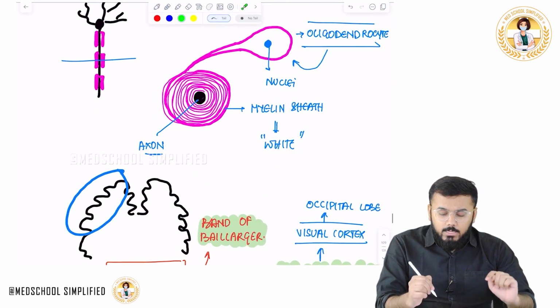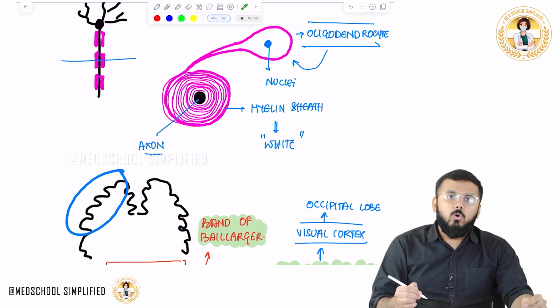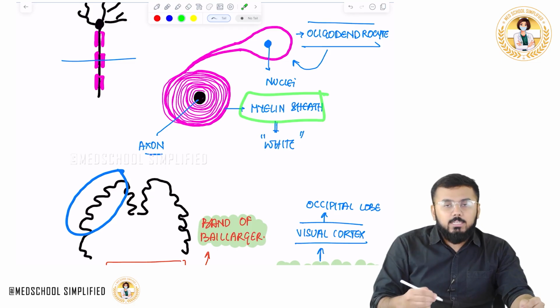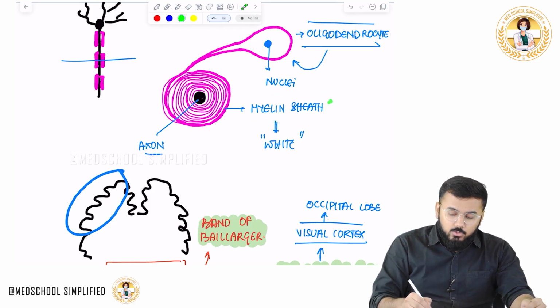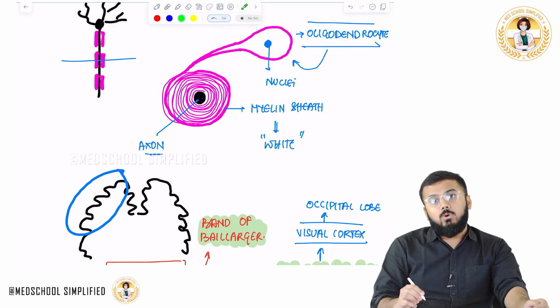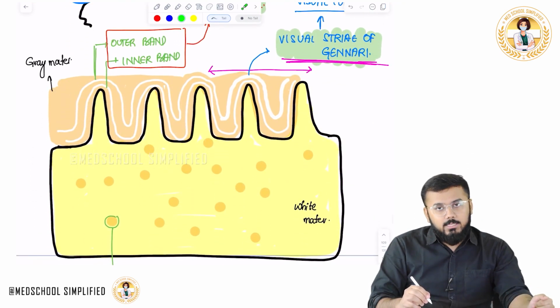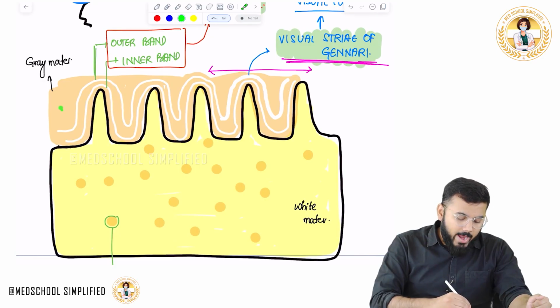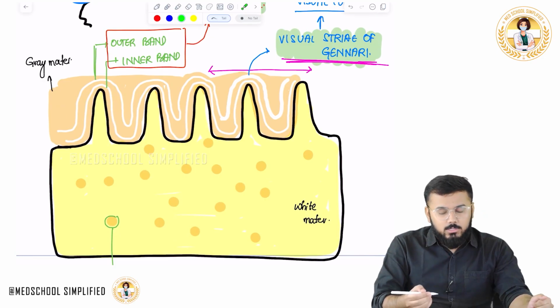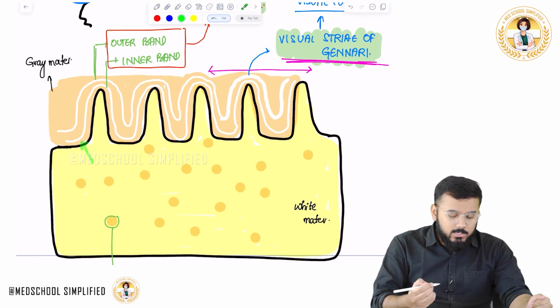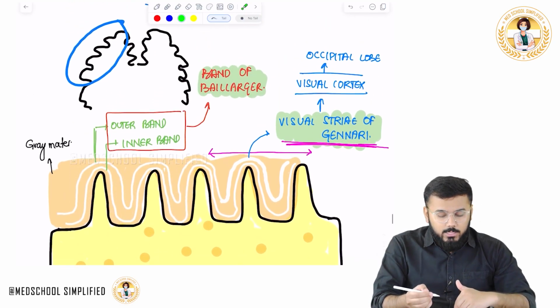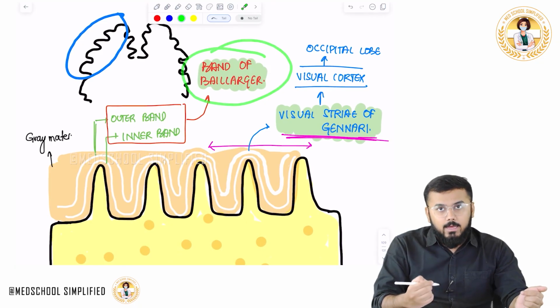Now, next important thing you need to know, what is myelin sheath actually? Myelin sheath is a sheath of lipids, right? So this is formed by a cell called oligodendrocyte. Next important thing, if you look at the cerebral cortex, we have got two bands here. This band is called the outer band and this band is called the inner white band, right? So the outer white band and inner white band together you call the band of Baillarger.